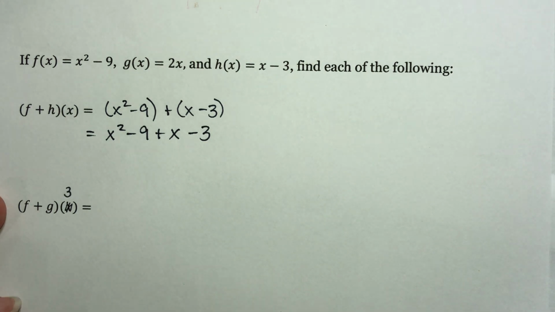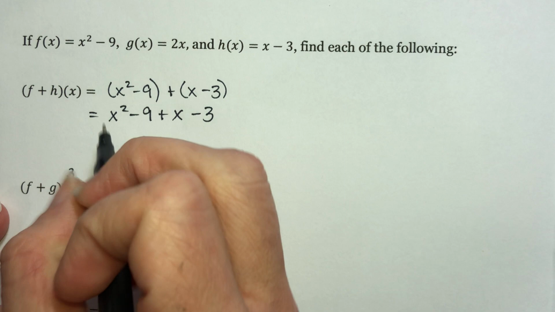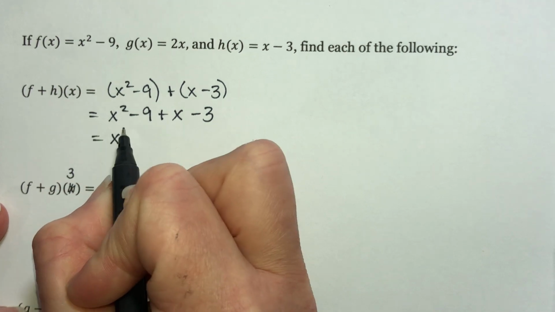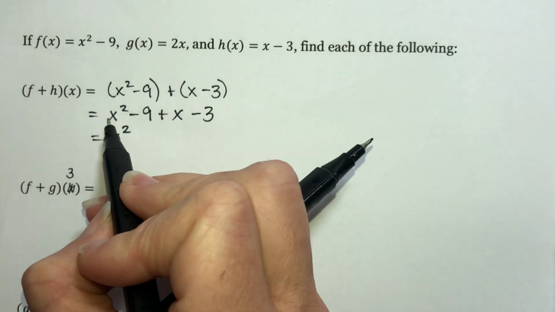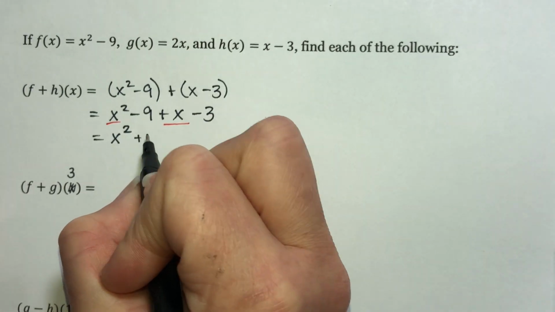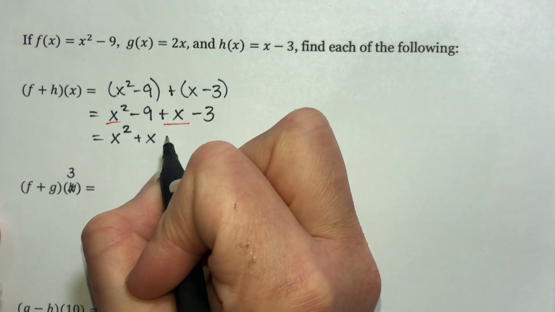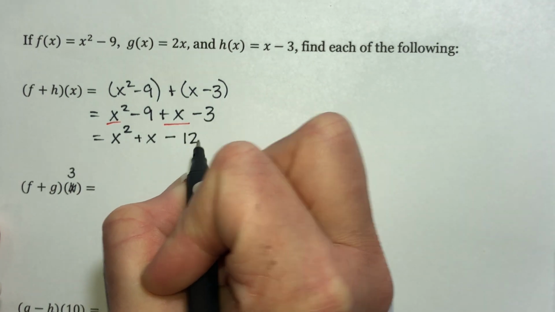And we need to combine like terms and get things in the right order. Our largest exponent is squared, so it needs to come first. There's nothing to combine with it, so I've used that one. Now I use x, so plus x. And then I can combine negative 9 minus 3 to get me to negative 12.